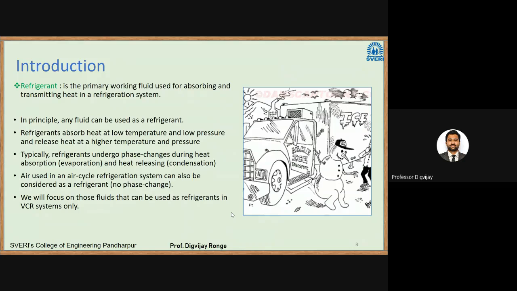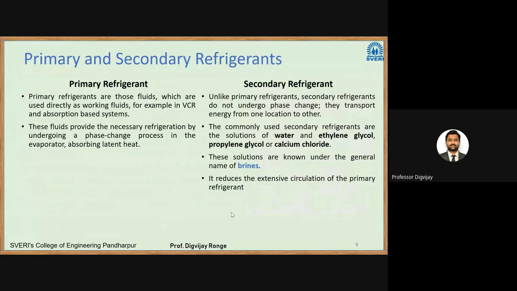Then we started with the introduction. So the refrigerant definition is given as: it is the primary working fluid used for absorbing and transmitting heat in a refrigeration system. Okay. Then we started with the basic classification of refrigerants. So that was the primary refrigerants and secondary refrigerants.